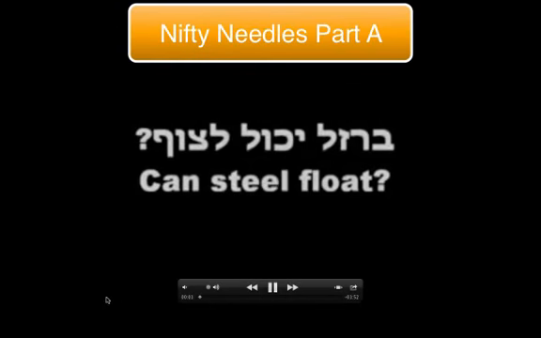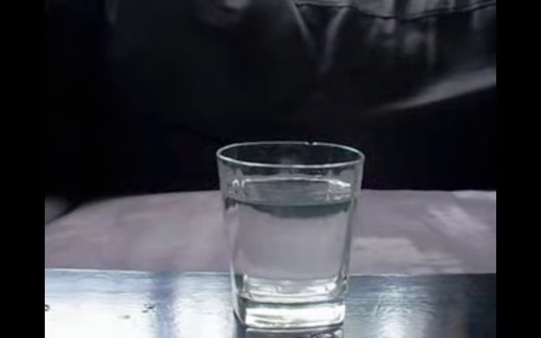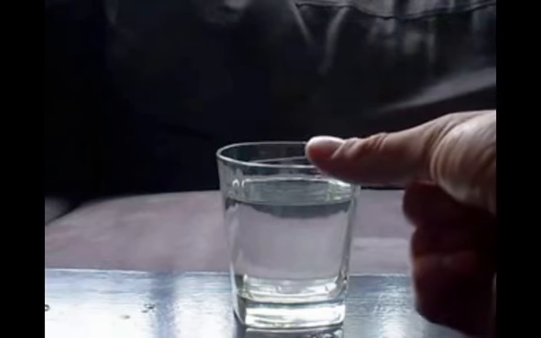Alright, what we're watching here is Nifty Needles. What you're going to see is this gentleman is going to be wiping first the oils off of the needle so that there's no oils on the needle. And then he's going to be placing this needle perfectly horizontal in a glass of water.